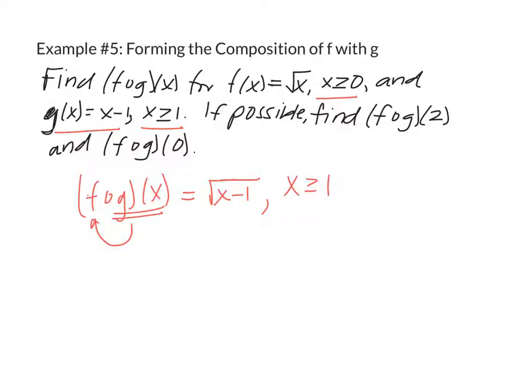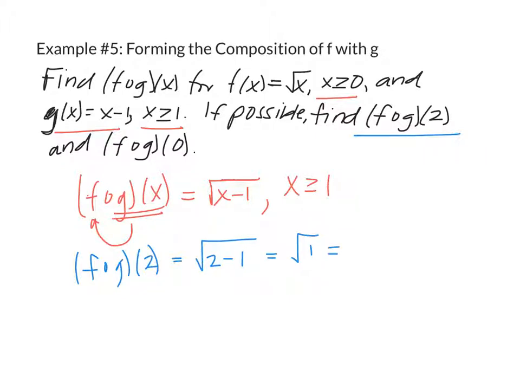Okay? Then it says, if possible, go ahead and find f of g of 2. So what we're going to do is take this function that we found, and substitute in 2. So that becomes the square root of 2 minus 1, which is the square root of 1. And then just for the sake of doing a problem, rather than saying plus or minus 1, it is 1. And then the next one asks for us to find f of g of 0.